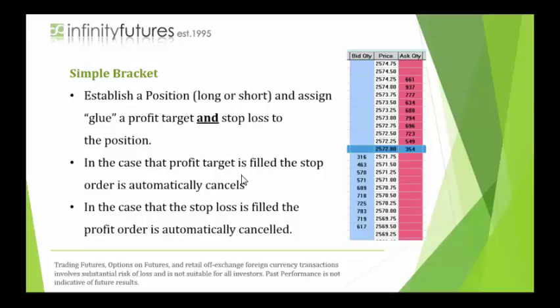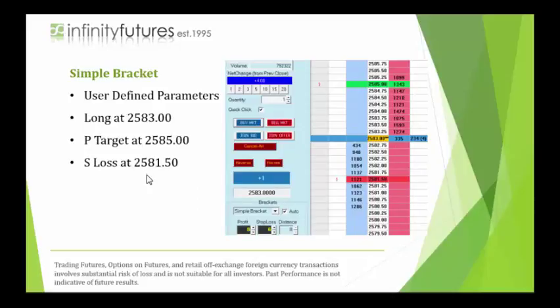and we'll look at a screen in a second, but basically you're establishing a long or short position and assigning or gluing a profit target and a stop loss to the position. In the case that a profit target is filled, the stop order is automatically canceled. In the case that the stop order is filled first, the profit order is automatically canceled. So in this example here, we have a long position at 25.83 even, and that's represented here. You can see the dark blue market price here, along with a yellow flag that's highlighted, I guess I'd call it, that says, hey, this is where we're long, and over here you can confirm that +1. Okay, we're long one contract.